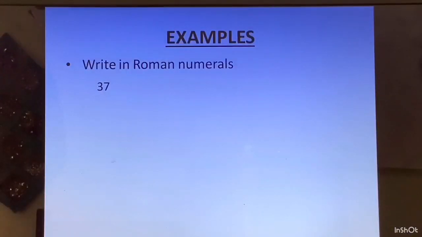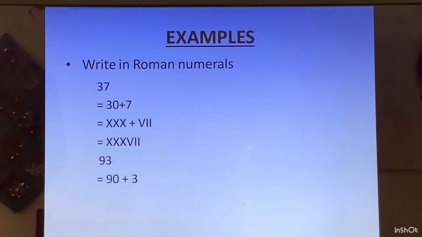Let us take a few examples. Write in Roman numerals 37. Now 37 can be written as 30 plus 7. And 30 is written as XXX and 7 is written as VII. Now we combine them and write XXXVII. Another example, 93. 93 will be written as 90 plus 3. And 90 will be written as 100 minus 10. The symbol will become XCIII.